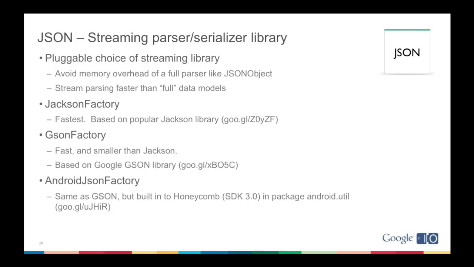Now, as I mentioned, starting with Honeycomb devices, they actually have Google JSON built in. It's in the Android UDL package. And if you're writing an application that targets Honeycomb anyway, you might as well use the Android JSON factory. Why not just use something that's built into the Android SDK? That's definitely going to minimize the size of your application. And of course, it's part of the Android SDK. It's probably going to get developed in the future. If there's any way to make it faster, they might do that.